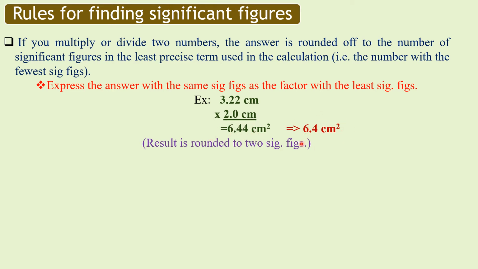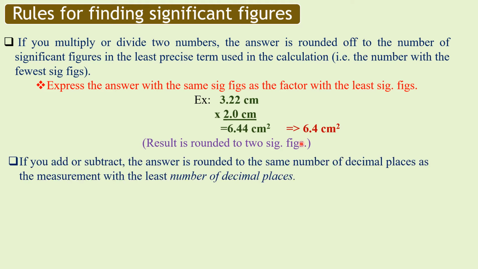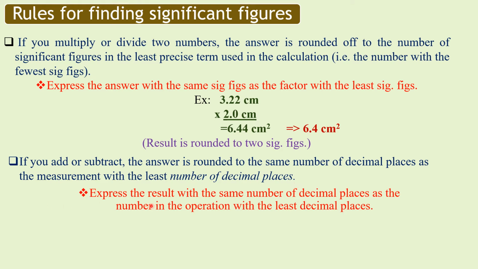By using the rules of rounding off numbers, we can round off 6.44 and we get 6.4 centimeter square. If you add or subtract, the answer is rounded to the same number of decimal places as the measurement with the least number of decimal places. Express the result with the same number of decimal places as the number in the operation with the least decimal places. When we add 2.33 with 3.0, we get 5.33 centimeter.